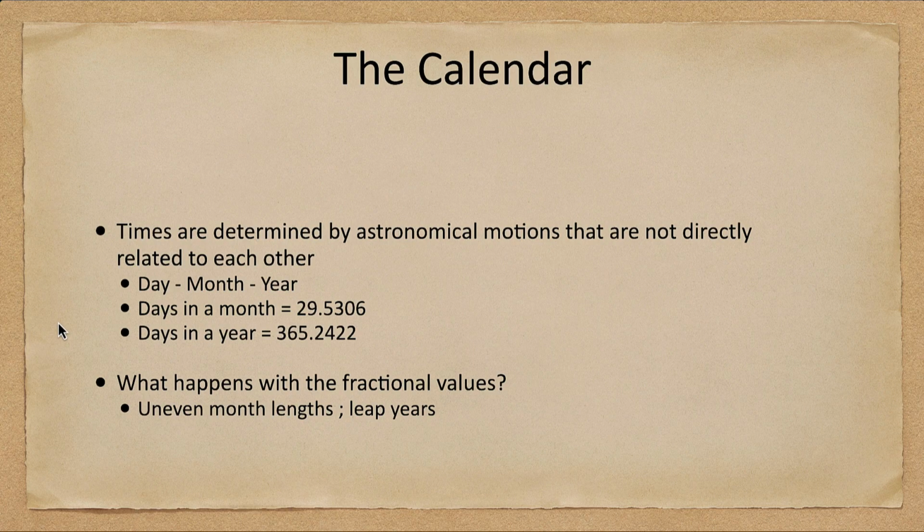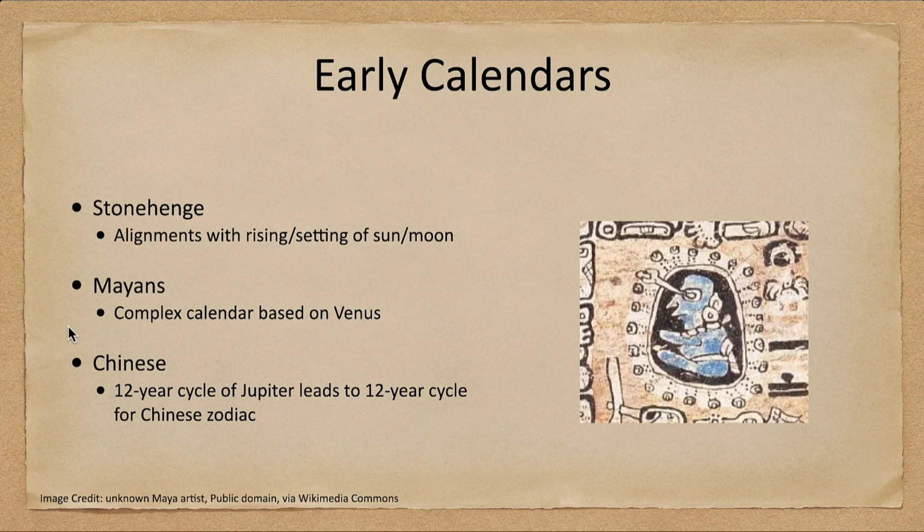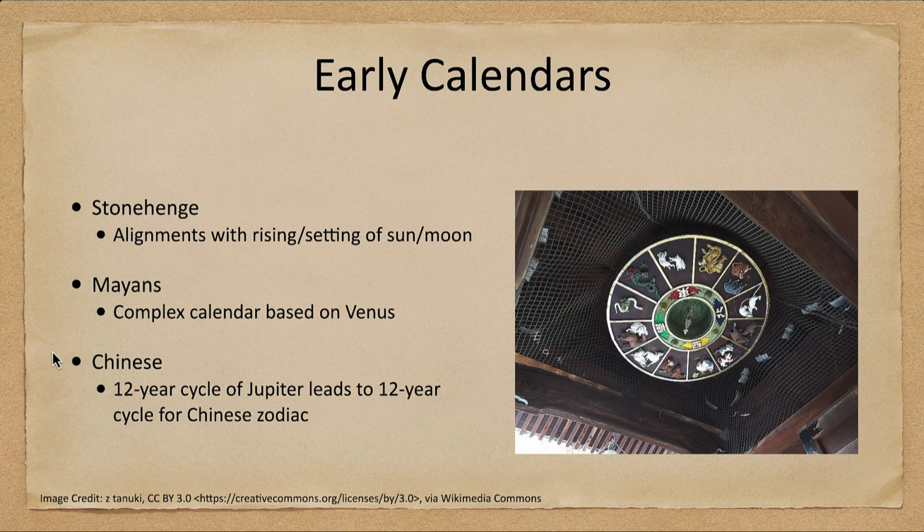So some of the early calendars, and we looked at Stonehenge previously. Stonehenge had alignments with the rising and setting of the sun and the moon. The Mayans had a complex calendar that was based on the orbit and the observations of Venus. And the Chinese use a 12-year cycle of Jupiter, which gives us the 12-year cycle for the Chinese zodiac. So different calendars based on different motions.